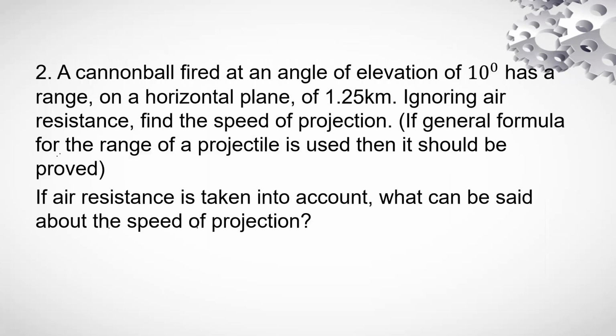And then there is also this one: a cannonball fired at an angle of elevation 10 degrees has a range on a horizontal plane of 1.25 kilometers. Ignoring air resistance, find the speed of projection. If the general formula for range of a projectile is to be used, then it should be proved. You have to first derive the formula for range, but you already covered that. It then goes ahead to say, if air resistance is taken into account, what can be said about the speed of projection? That's also for you to think about.